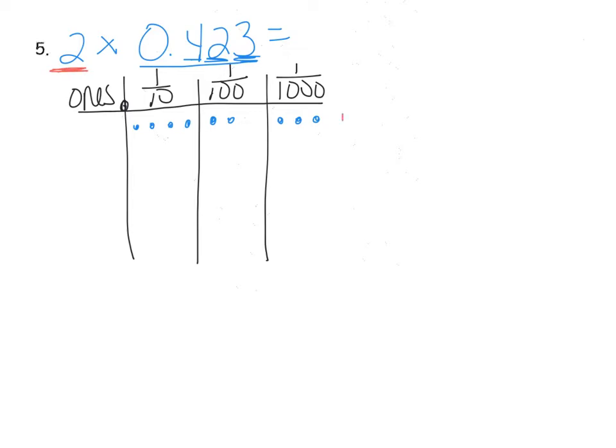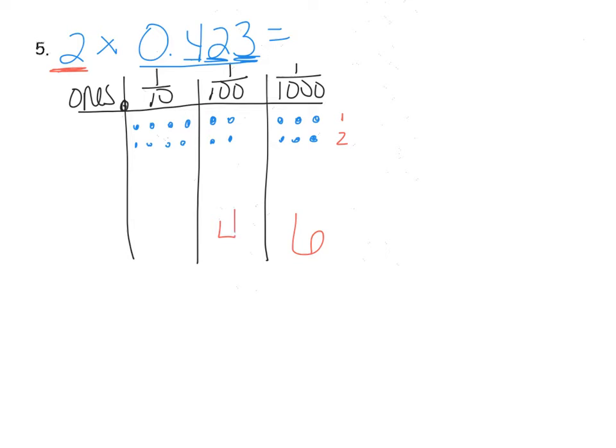So this was my first group. So now I need to do it one more time. So 1, 2, 3 thousandths. 1, 2 hundredths. And then 1, 2, 3, 4 tenths. So that was my second grouping. So now I'm going to start counting, and I'm going to start all the way over at my thousandths place. 1, 2, 3, 4, 5, 6. So we have 6 thousandths.